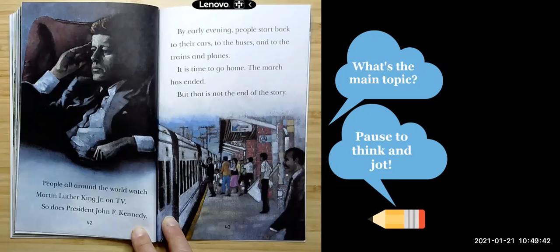People all around the world watch Martin Luther King Jr. on TV. So does President John F. Kennedy. By early evening, people start back to their cars, to the buses, and to the trains and planes. It is time to go home. The march has ended, but that is not the end of the story.